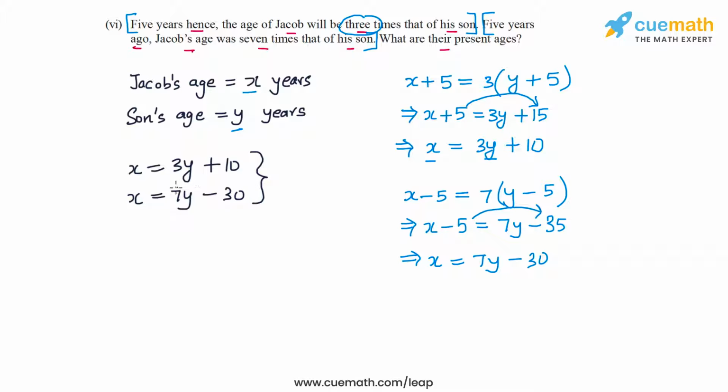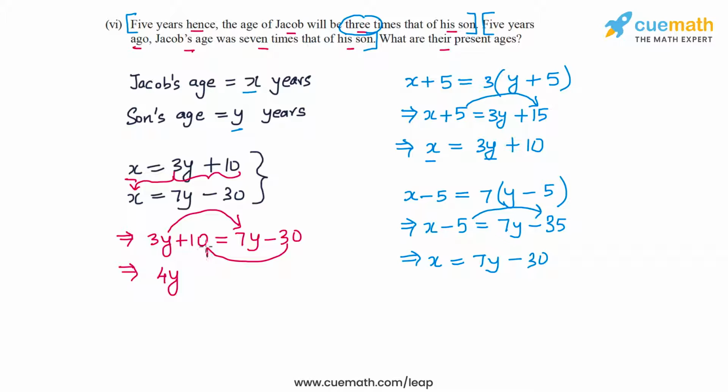Now we can solve them using substitution and find the values of x and y. So from the first equation, x is equal to 3y plus 10. So let me substitute this into the second equation. So from the second equation I get x, or 3y plus 10, is equal to 7y minus 30. So I can take this 3y on the right side and that becomes 7y minus 3y, or 4y, and this minus 30 on this side with 10, so that becomes 40. So 4y is equal to 40, or y is equal to 40 by 4, or 10.